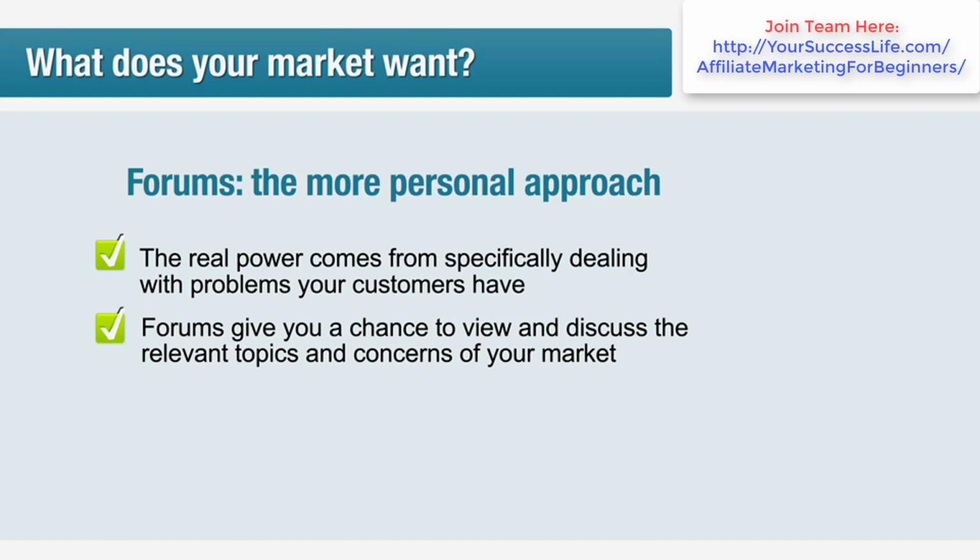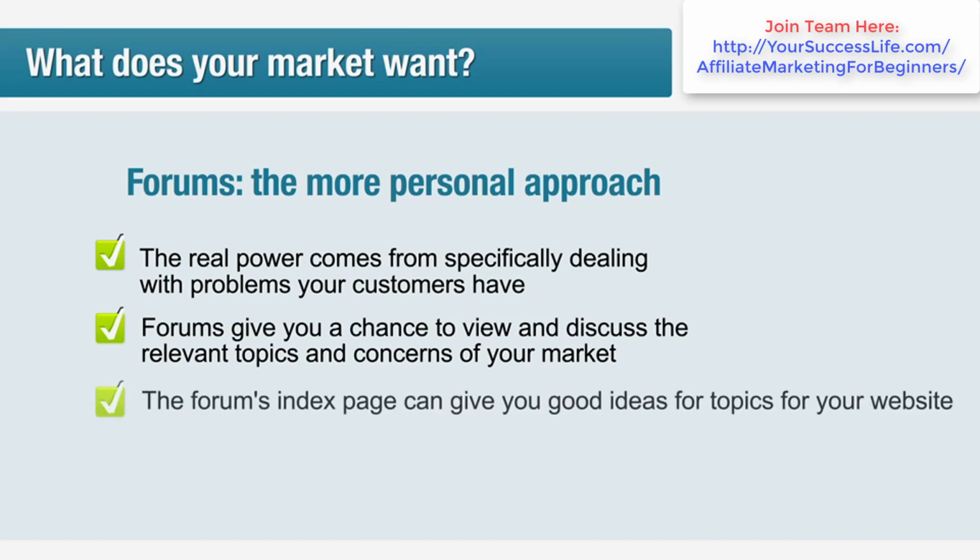To find forums, just type your topic and forum into Google. Before diving in completely, be sure to take a quick look to check if there are many people talking and whether the forum is well organised. If not, move on to the next one. If you've gained a bad impression of it, chances are other people will have as well. Once you've found a suitable forum, then even looking at the forum's index page can give you good ideas for topics for your website, much like we've got from looking in Google or Yahoo.